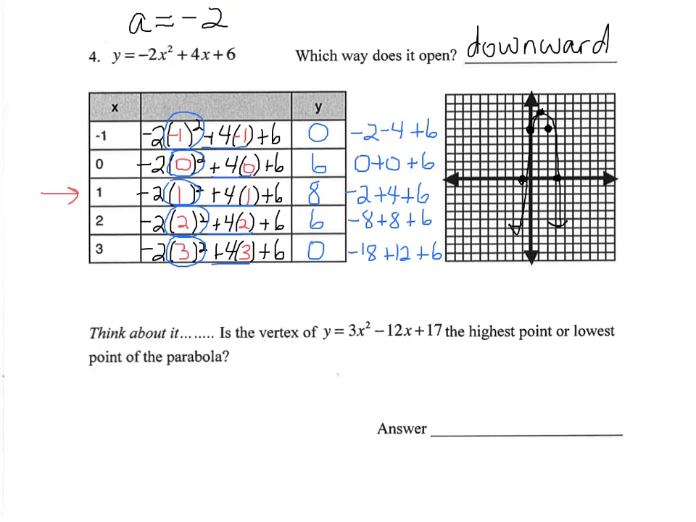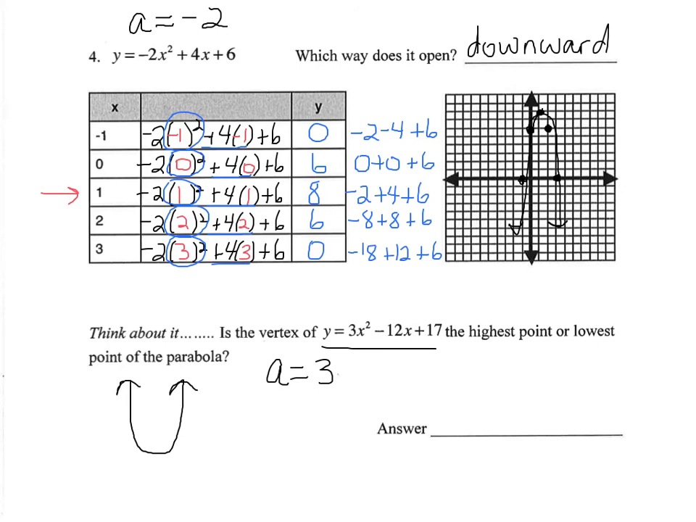In this very last example, I would like to think about whether the vertex of this parabola is the highest or lowest point of the parabola. So let's determine which way this opens. My a value for this one is positive 3. Since a value is positive 3, that tells me my parabola opens upward. So I have a parabola that looks like this.